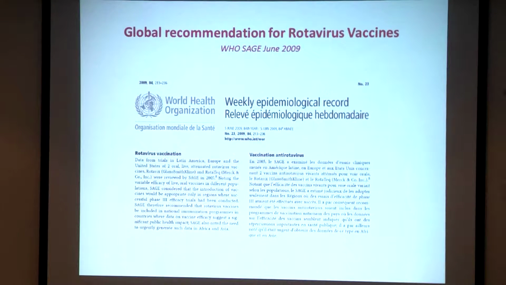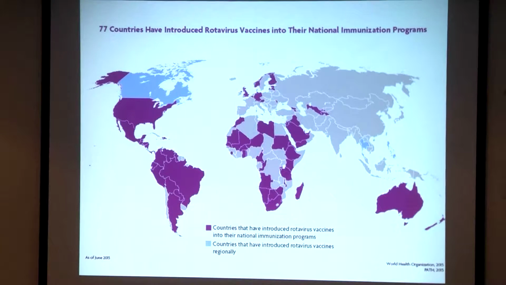As mentioned, because the pre-licensure trials showed good promise for protection against severe rotavirus disease, a recommendation was made in 2009 for children around the world all to receive a rotavirus vaccine, as all children around the world are susceptible to this severe infection. To date, as of June this year, 77 countries have introduced rotavirus vaccines into their national immunisation programs. Australia was an early introducer back in 2009.